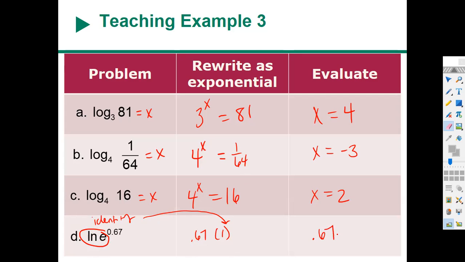Another example of this is when we had log of 10. And what did we say log of 10 equals? 1. So when you have natural log of e, it also is going to equal 1. And vice versa, if I have 10 to the log or e to the natural log, they're all going to equal 1 because they're inverses of each other.